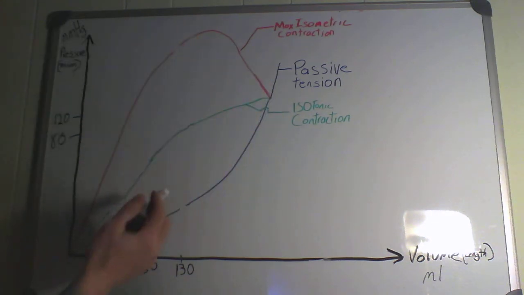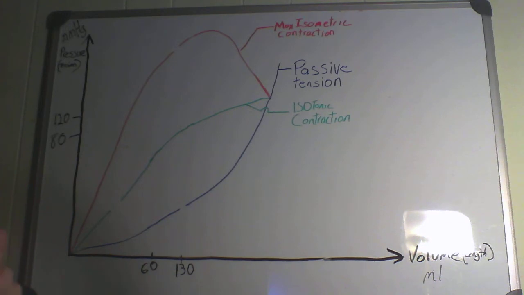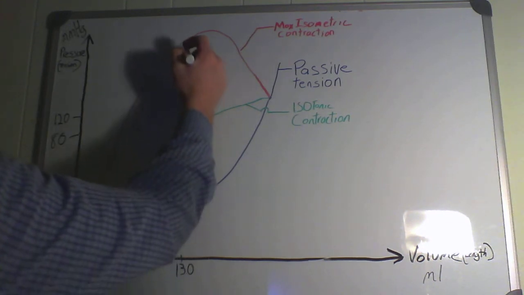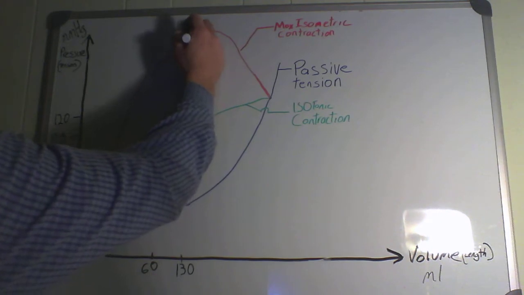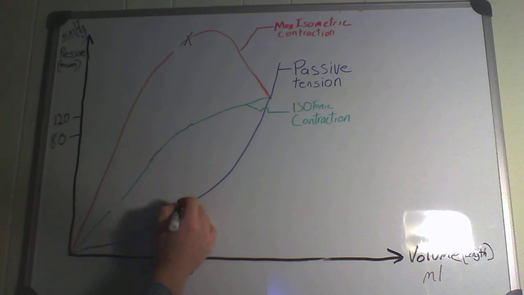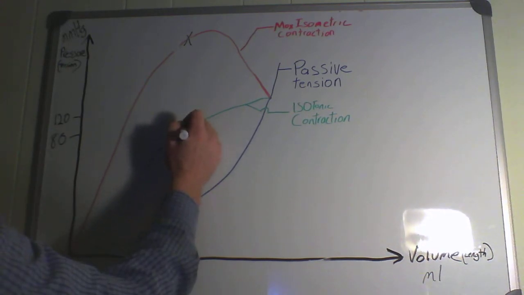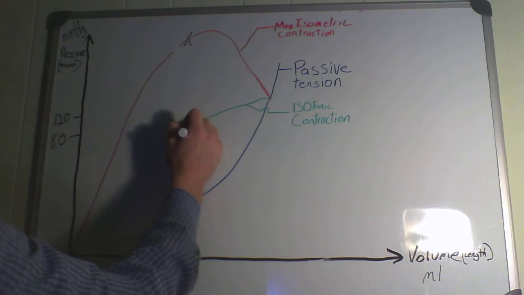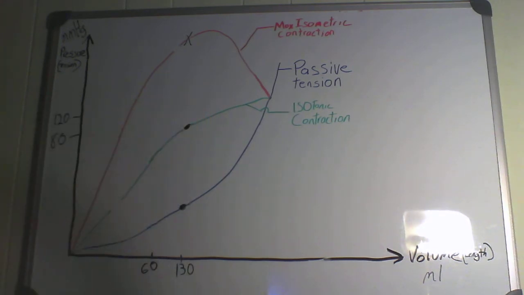I'm not going to explain the rest of these. I'm going to assume that we know basic muscle physiology. So we'll go ahead and plot this point here, 130. Right here. And here. And here. And then we'll do the same here.